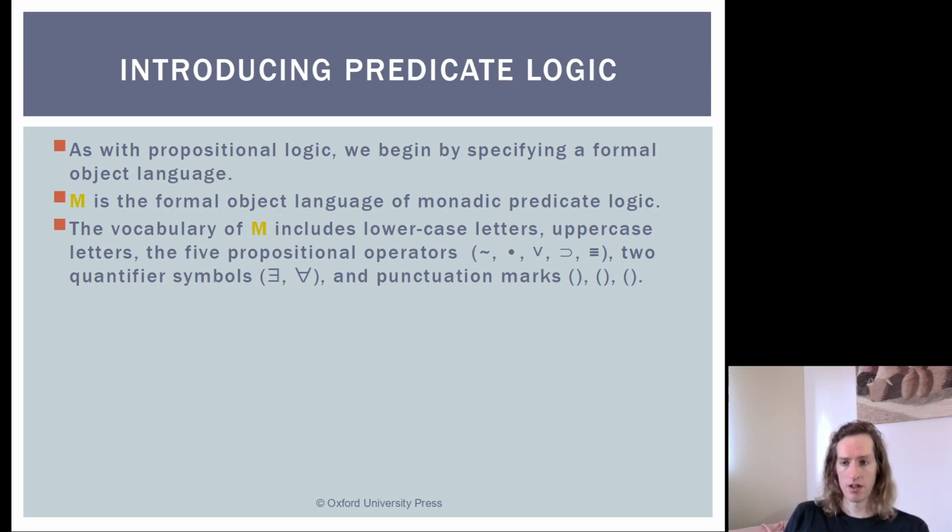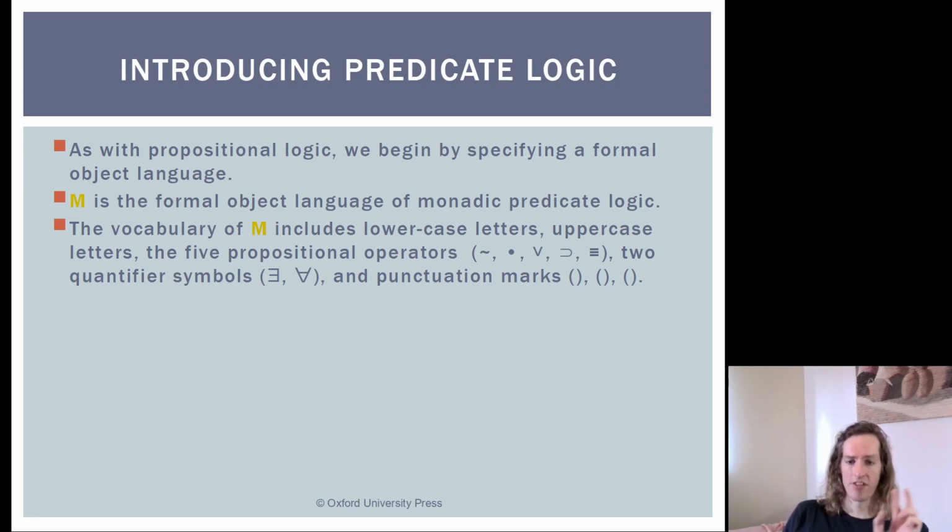So the vocabulary of M includes lowercase letters and uppercase letters. Before, in propositional logic, we just had uppercase letters, but now we have both lowercase and uppercase letters, and they'll allow us to express a certain relationship that we wouldn't be able to in propositional logic.